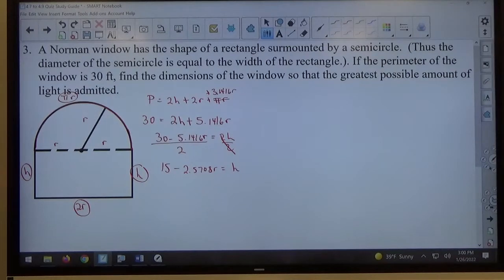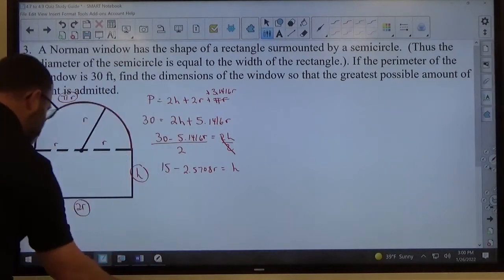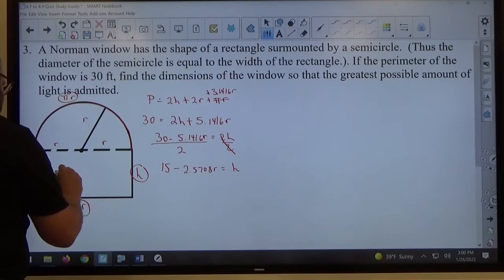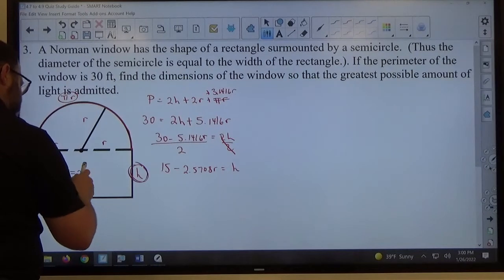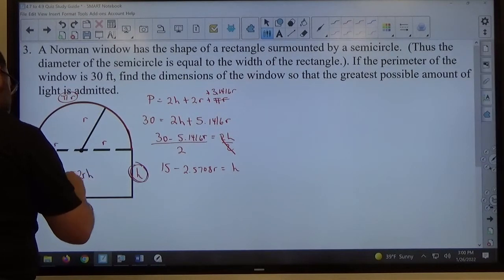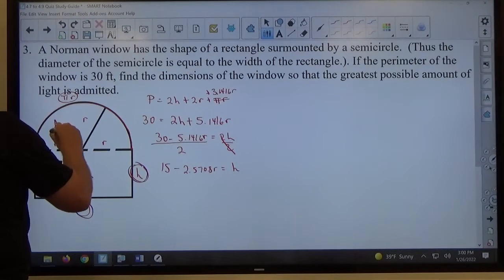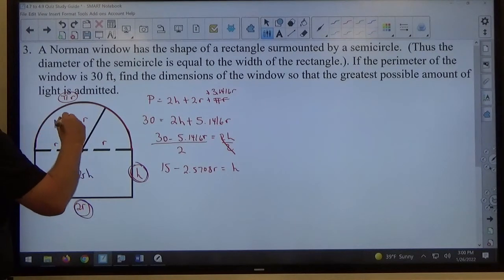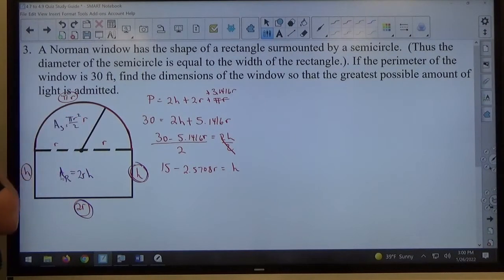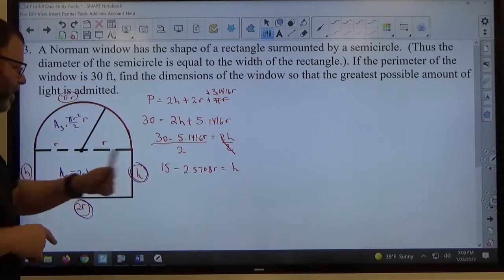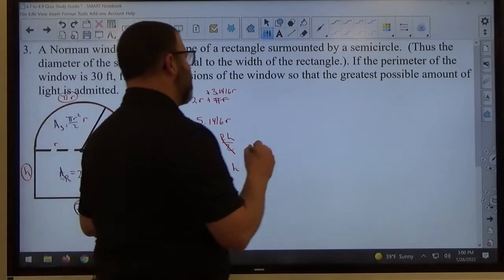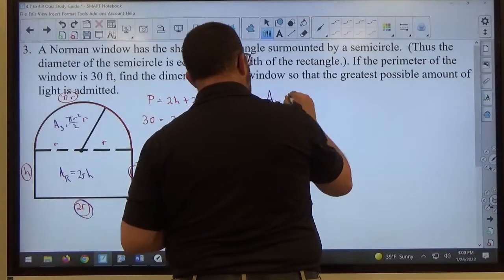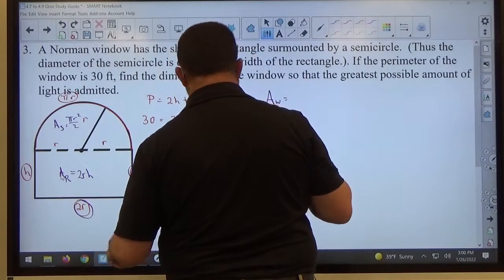The area of this is a rectangle. Area of the rectangle is length times width, so 2rh. The area of the semicircle is half a circle, so it's pi r squared divided by 2. And again, I'm using decimals, so I'm going to go ahead and allow that to be a decimal when I get to it. So if I add those two areas up, I'm going to get the total area of the window.